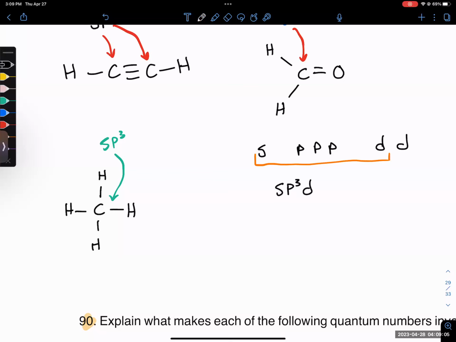sp3d hybridized orbital. And this is seen with, wait, what was the question, Rich? Is it charge effective? No, charge should not affect the hybridization of something.